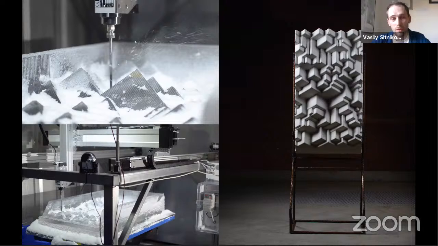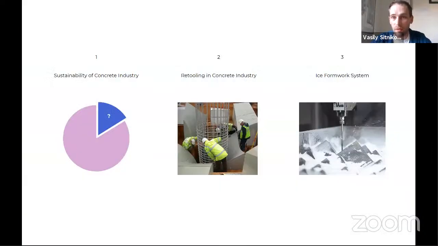Particularly, I'm talking about the use of ice as the formwork material. The research in this direction was an attempt to study and document the effects on environmental aspects, economical aspects and social aspects of production of geometrically challenging concrete designs. The conversation today will be divided into 3 parts, leading to the methodology of my experimental work.